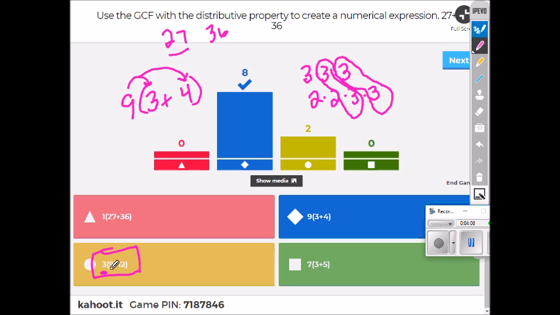Yeah, they didn't use the GCF, right? 3 is a CF. Do we all agree 3 is a CF? Yeah, obviously it is. See, they're circled. But we have to use the GCF in these to get it right. Okay, so they're doing the distributive property correct.